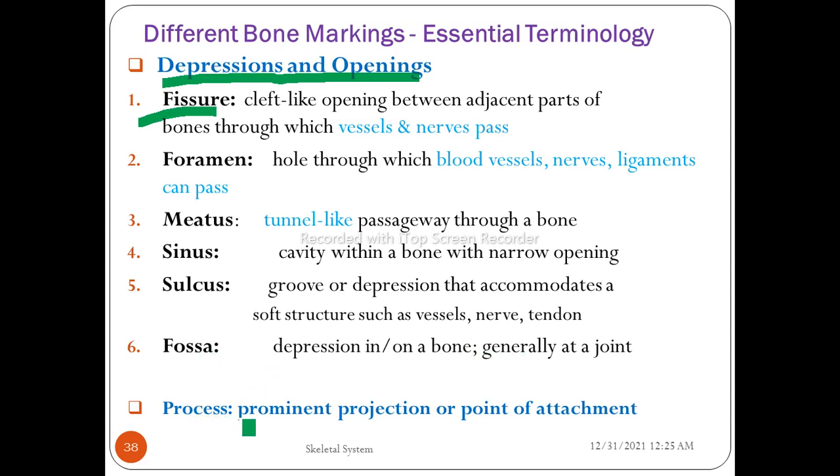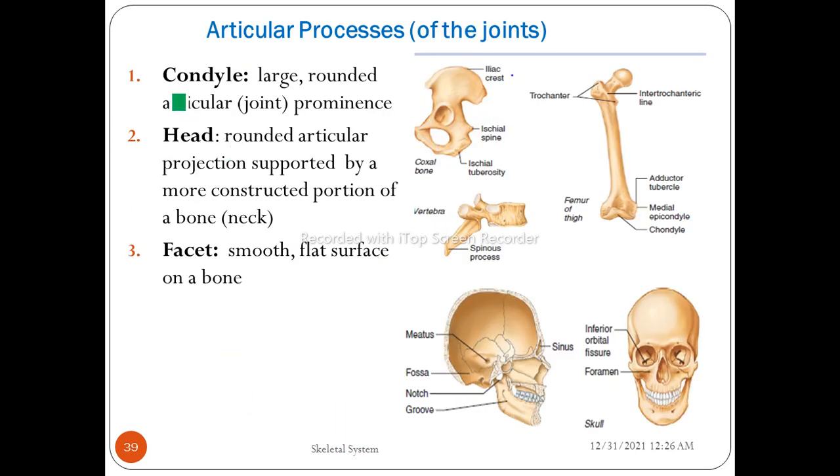Now let us see the processes. Depressions and openings are important to pass nerves or to locate some nerves and blood vessels, but processes are important for muscle attachment. Condyle, head and facet are articular processes, for instance in a joint. A condyle is a large, rounded articular prominence, whereas a head is a rounded articular projection supported by a narrower portion of the bone. A facet is a smooth, flat surface of the bone.